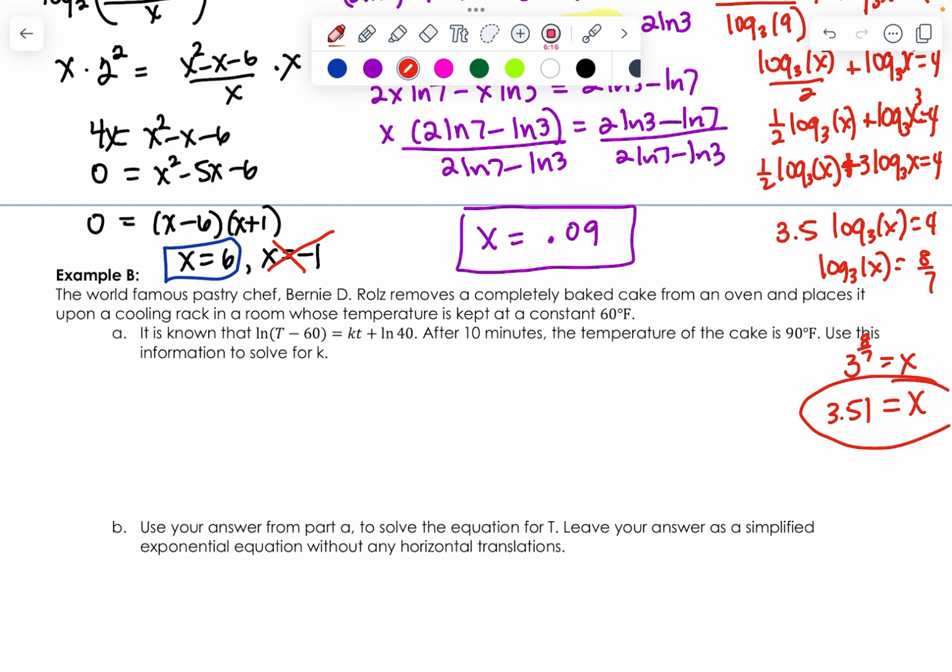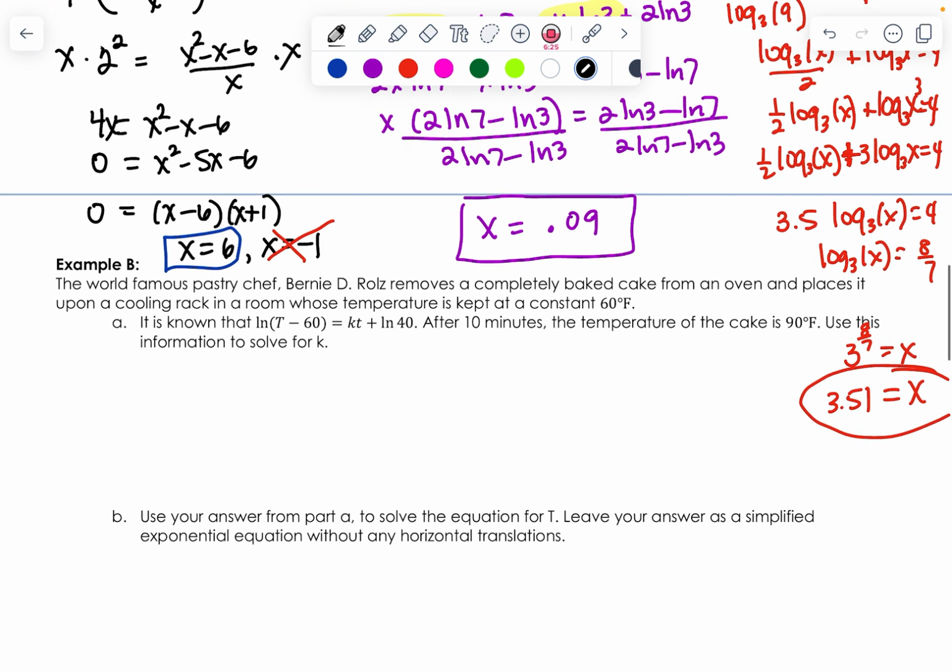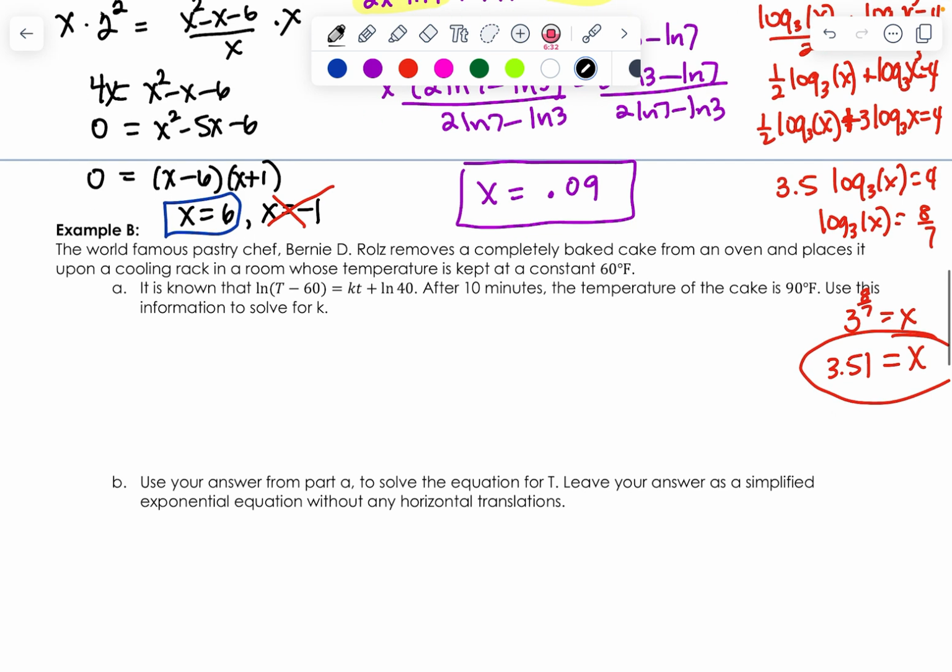All right, example B. It says the world-famous pastry chef Bernie de Rolls removes a completely baked cake from an oven and places it upon a cooling rack in a room whose temperature is kept at a constant 60 degrees Fahrenheit. It is known that the natural log of T minus 60 equals kt plus natural log 40. After 10 minutes, the temperature of the cake is 90 degrees. It says use this to solve for k.